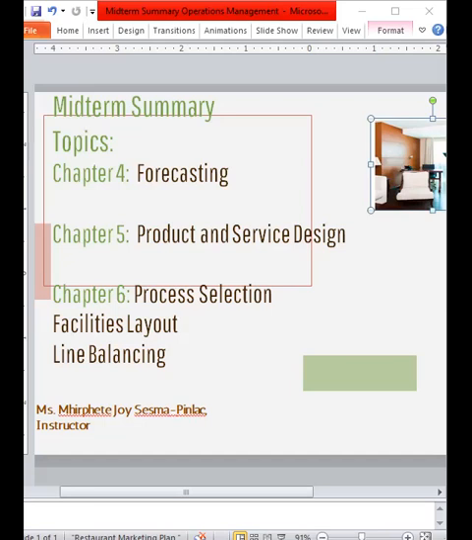There are major factors of design strategy, and some of those are cost, quality, and customer satisfaction.